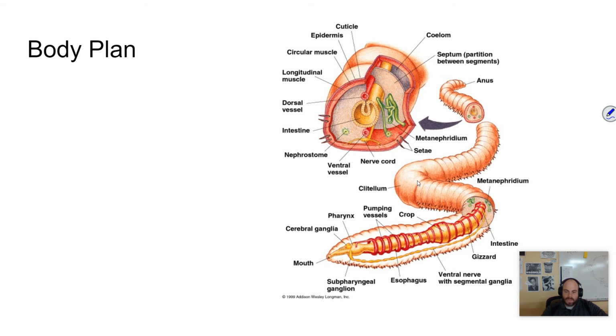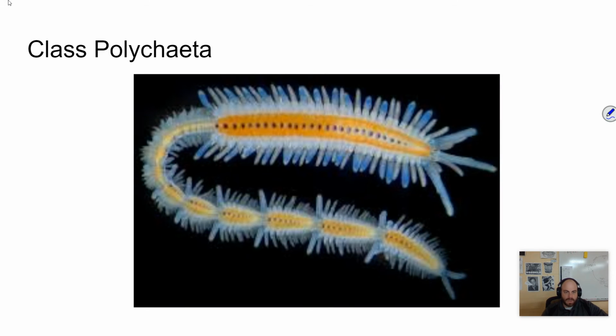And then they have this thing called the clitellum, which is a reproductive structure that we'll get more into when we talk about oligochaetes and Hirudinidae. But first, we'll talk about polychaetes, which are all marine segmented worms. This is the largest class of annelids.